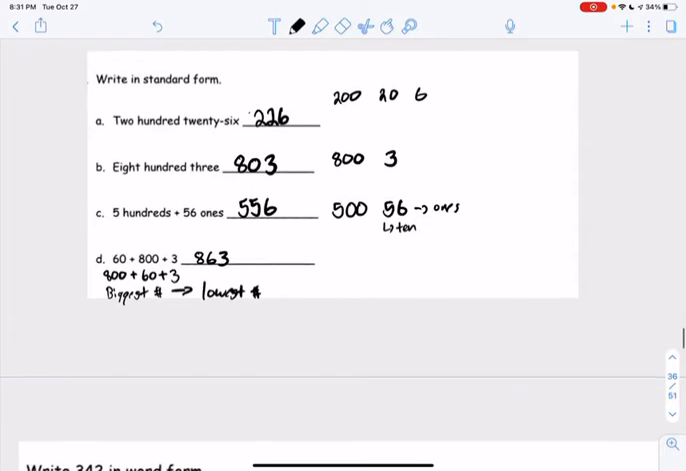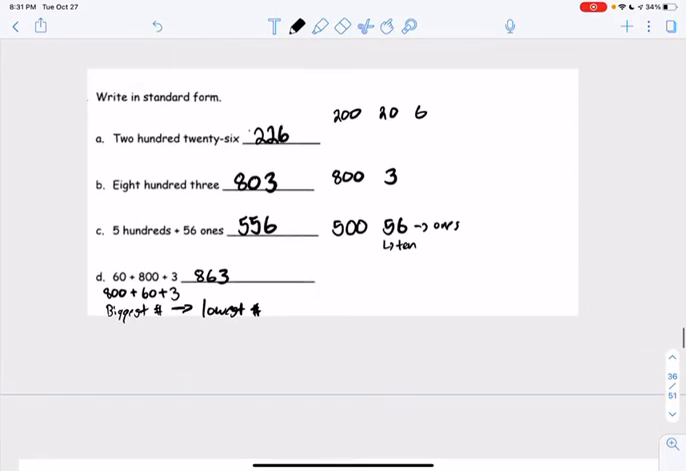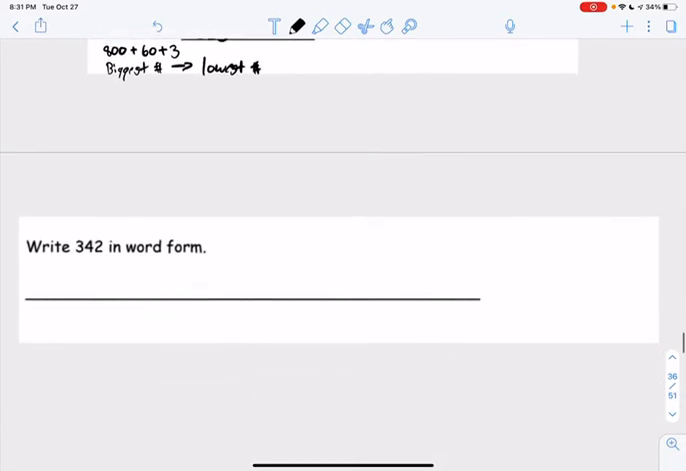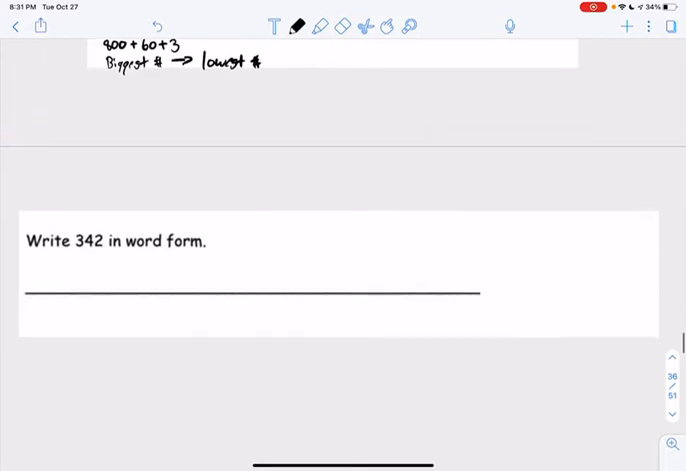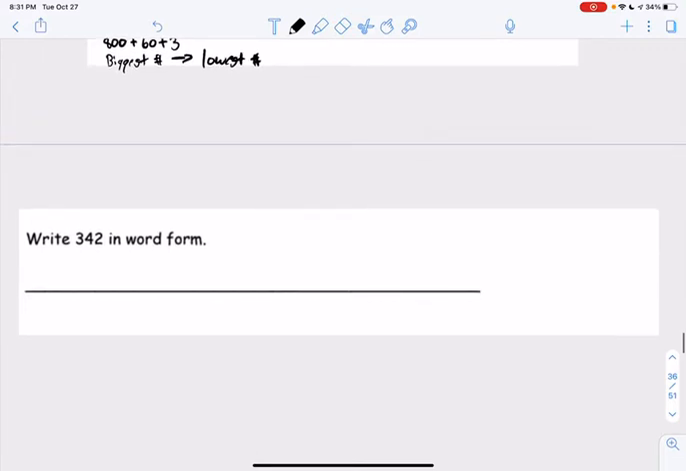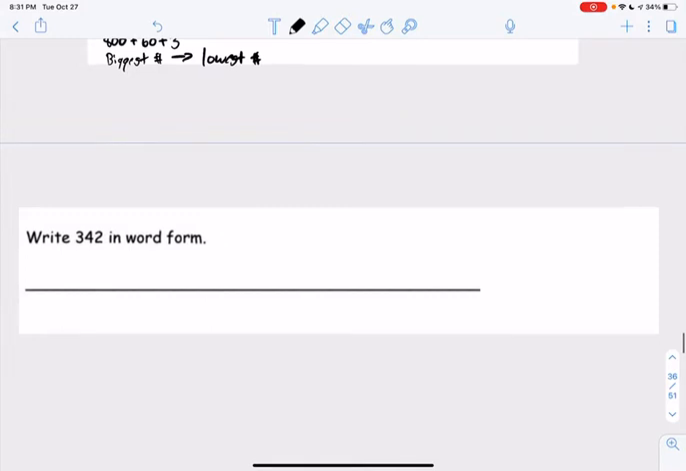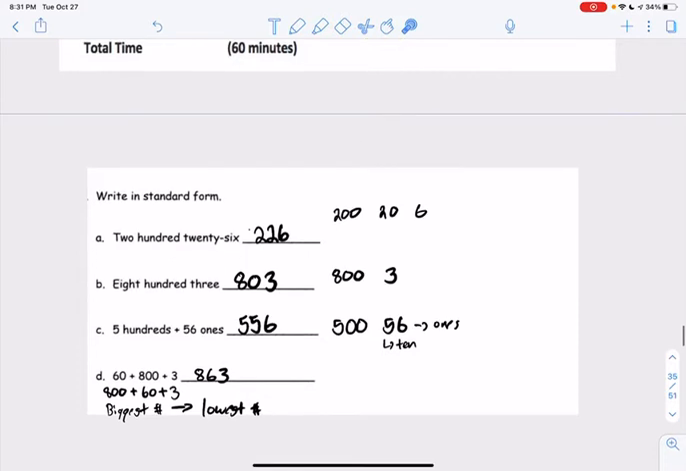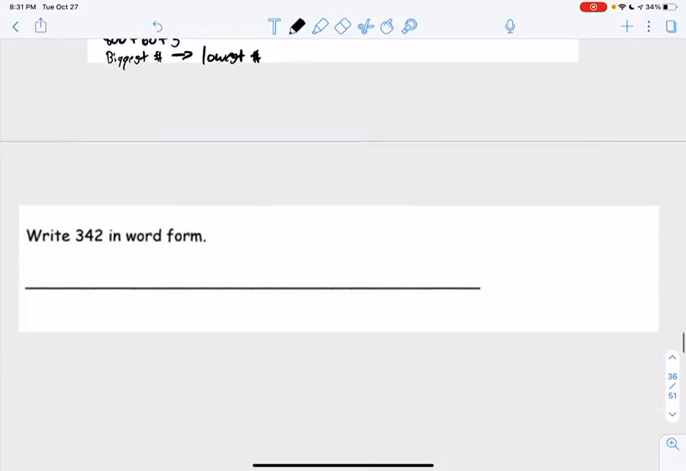All right, very good. And if you need a little extra practice with it, just rewind and listen to what I was saying, and then you'll understand it before you know it. Write 342 in word form. We didn't go over word form in our previous video, but word form is where we write out the number. As you notice here, where we have 226, we're going to write that in word form. But we're going to use 342.